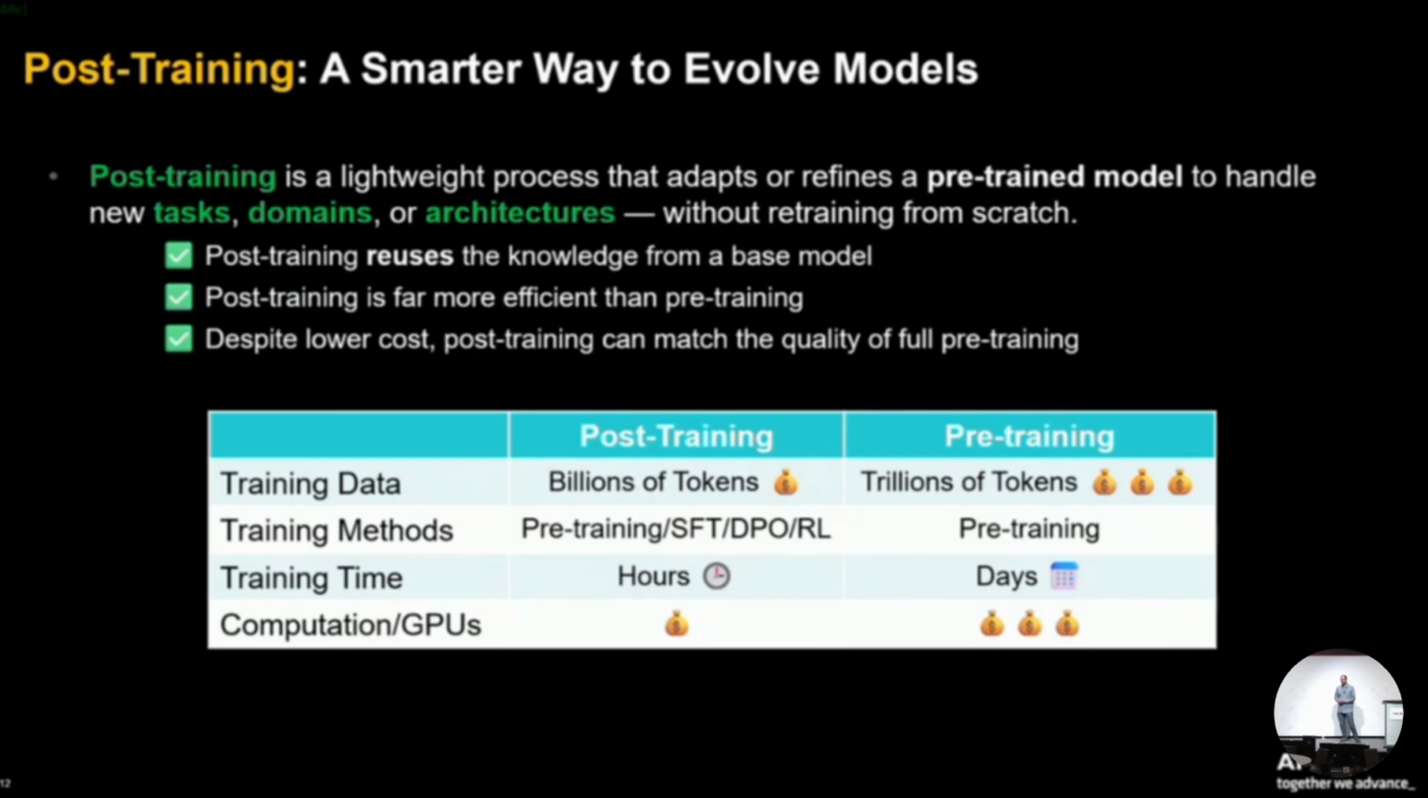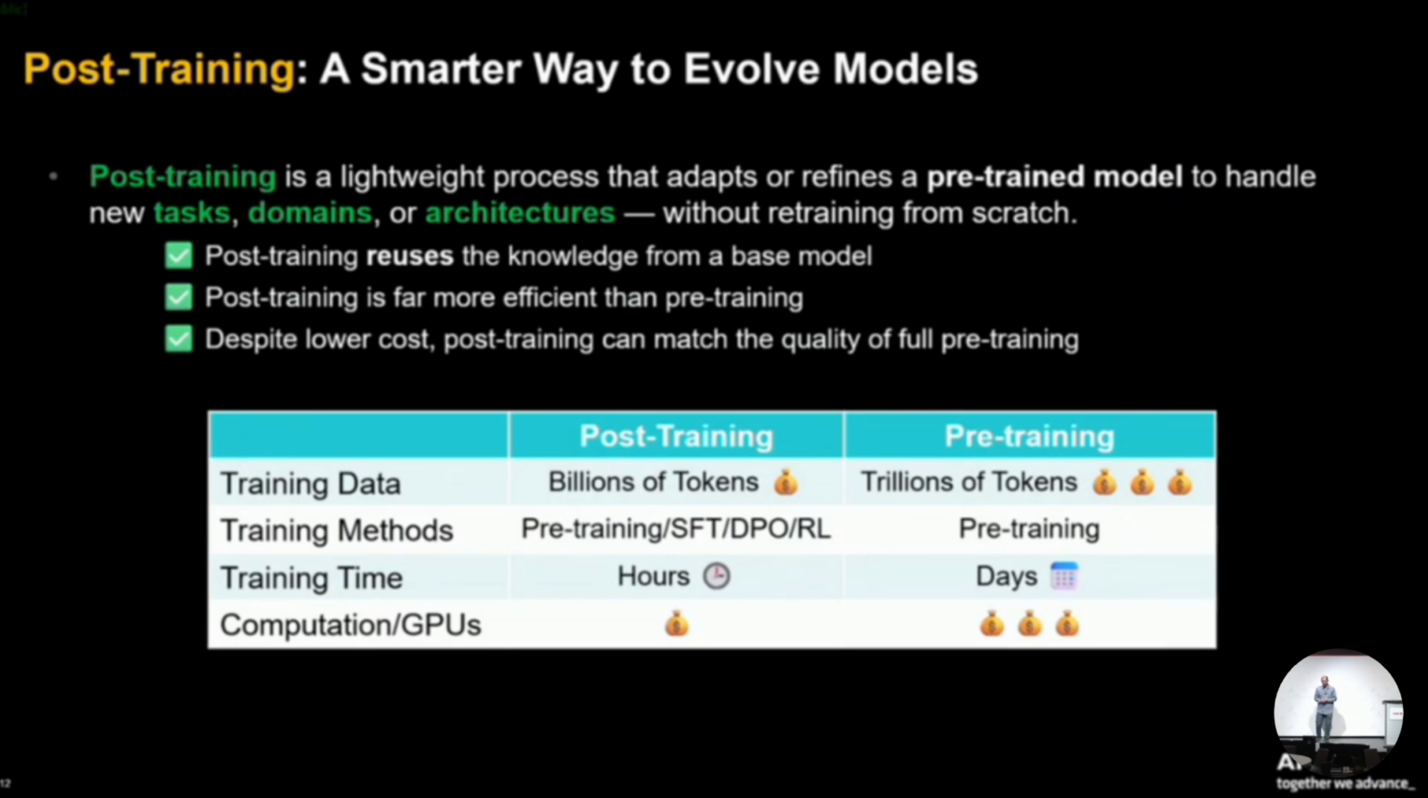So post-training is a smart way to evolve models, and it's a lightweight training approach for adapting pre-trained models to new tasks, new domains, and new architectures. Post-training is designed to reuse the information we gain through pre-training, and it gives us an efficient approach to go towards new tasks, and the goal is also to keep the performance of the base model that we are working on.